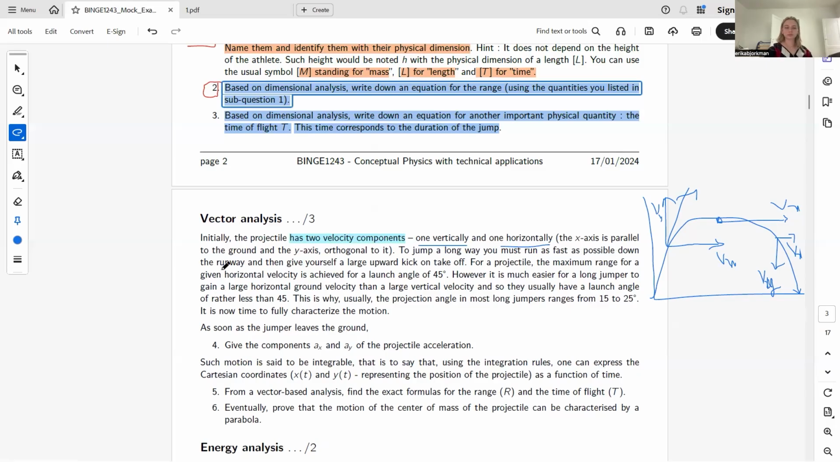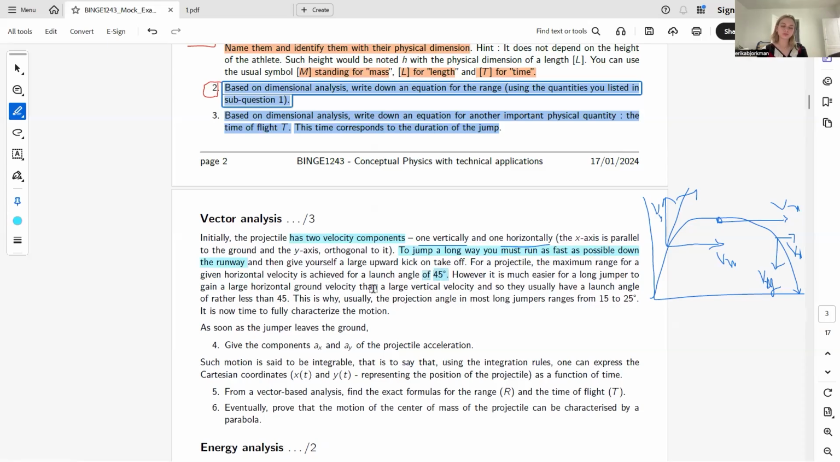To jump a long way, you must run as fast as possible on the runway. That is the initial requirement to have a long jump. First of all, on the runway, you need to move as fast as you can, and then give yourself a large upward kick to take off. For a projectile, the maximum range for a given horizontal velocity is achieved for a launch angle of 45.